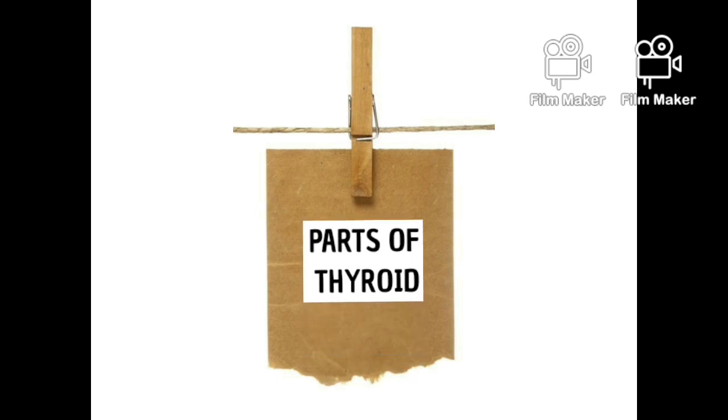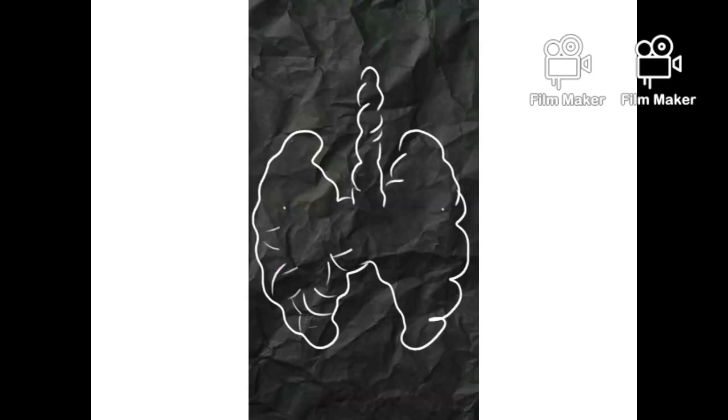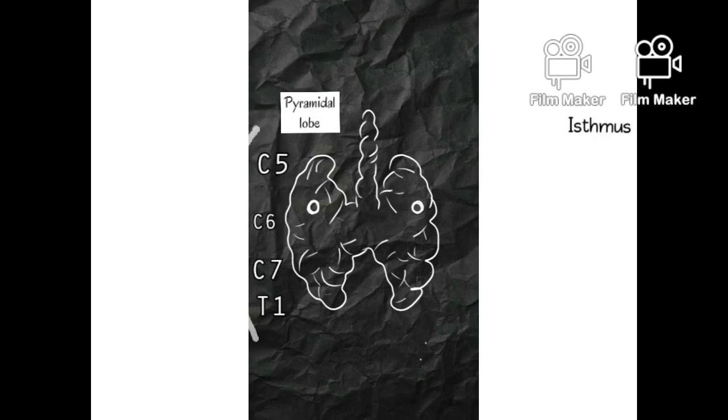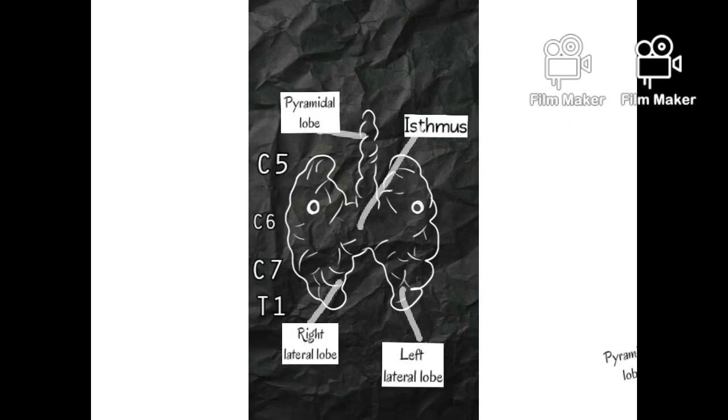Parts of the thyroid. The thyroid gland weighs about 25 grams. The gland is normally bigger in females than in males. The gland consists of right and left lateral lobes and an isthmus, which is the connecting part. Sometimes an additional structure called the pyramidal lobe may also be present.